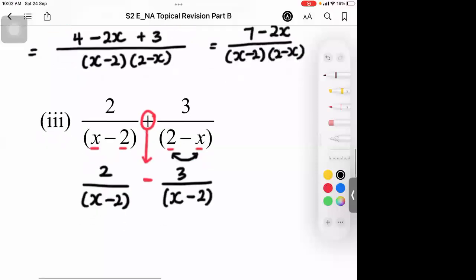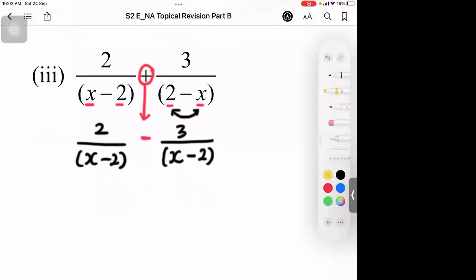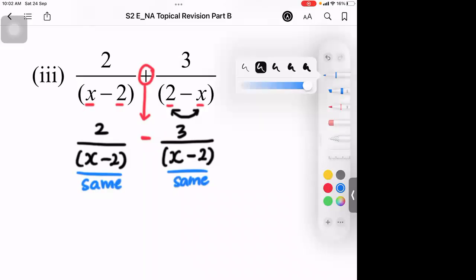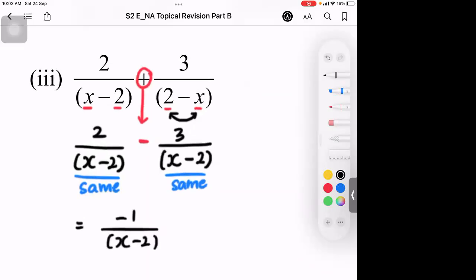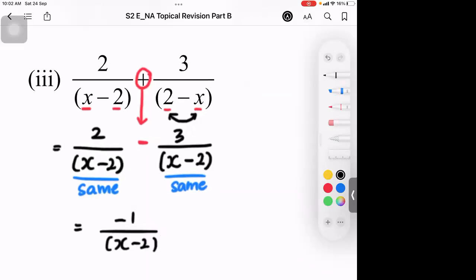Now we have this. Is the denominator the same? So the denominator is the same, right? Do I need to multiply anything? No need to multiply anything. So I can happily just add the two of them together. Okay, 2 minus 3. So negative 1 over x minus 2. Answer. Okay, so sometimes a question can be very simple. They just want you to know the skill only.